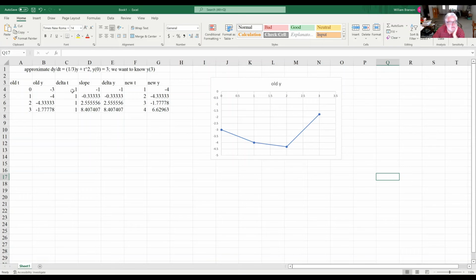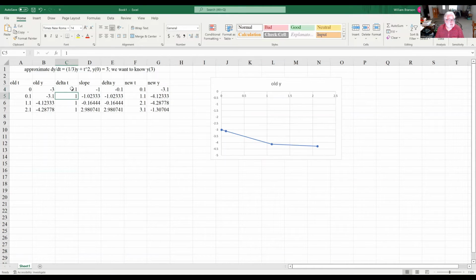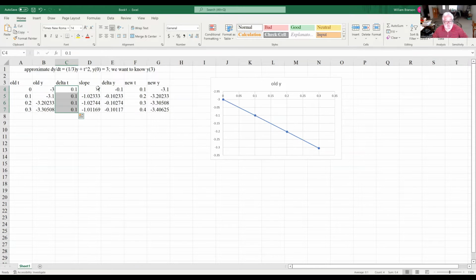So one nice thing about doing it on Excel is you can change things, right? So if I change my step size from 1 to 0.1, I get a little bit of a change, right? And so we want actually all the step sizes to be 0.1. So highlight those cells and we'll go Control D, so the step size is 0.1. And it looks like this, which is almost a straight line, right? Notice that your slopes are all pretty much close to minus 1.